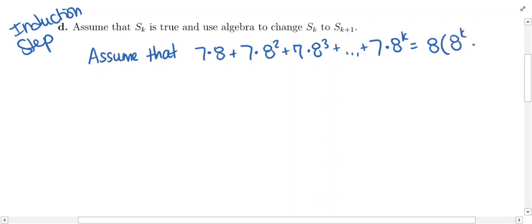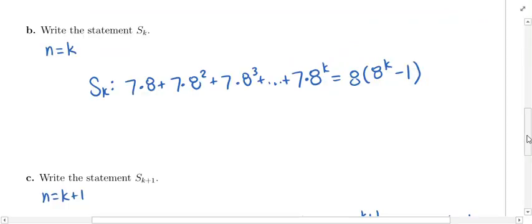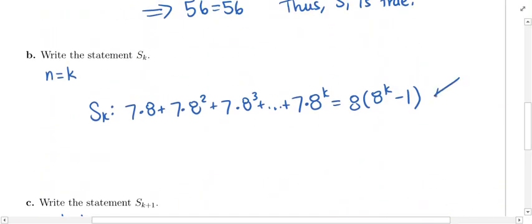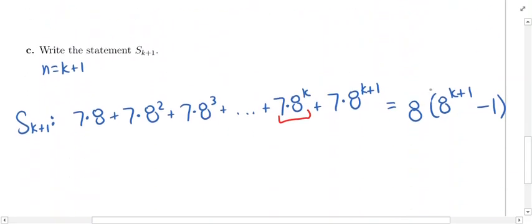We are accepting this as fact, okay? And then we're going to use this to prove the statement in part C, okay? How do we do that? Well, we go back to the statement in part C. This is what we're assuming, and this is what we have to prove.